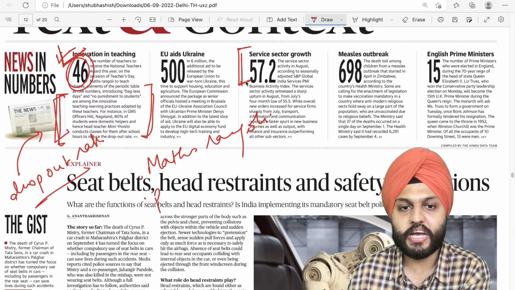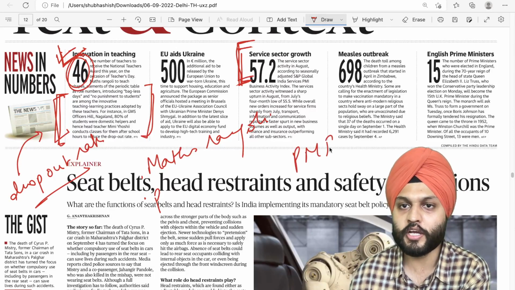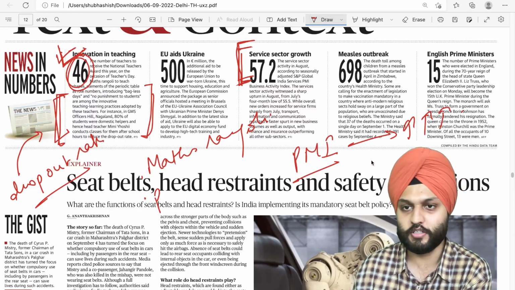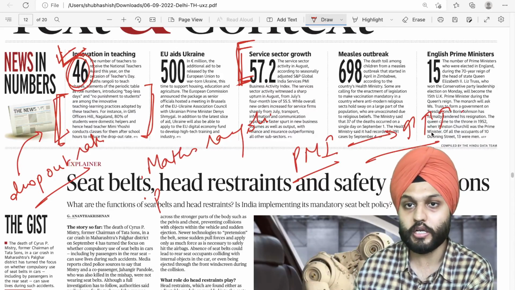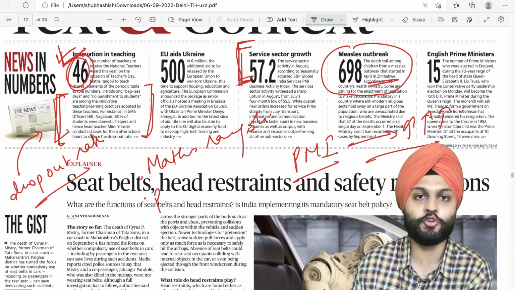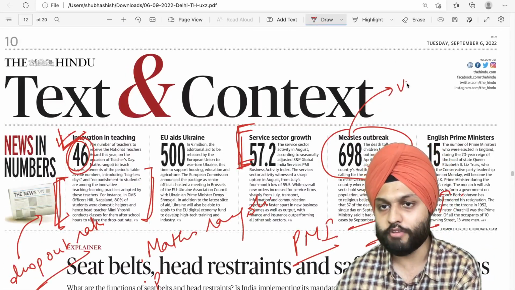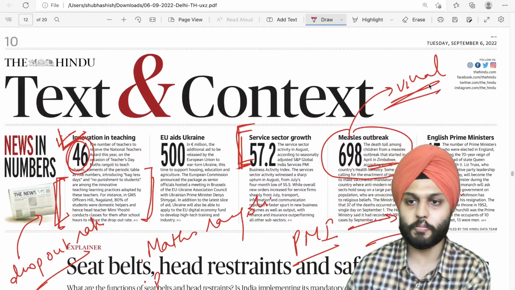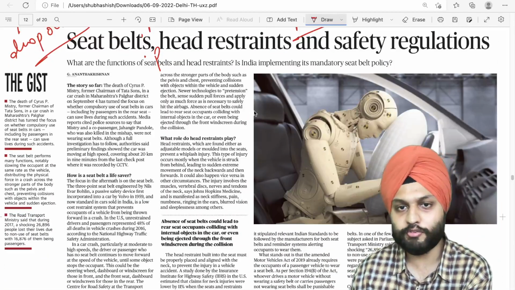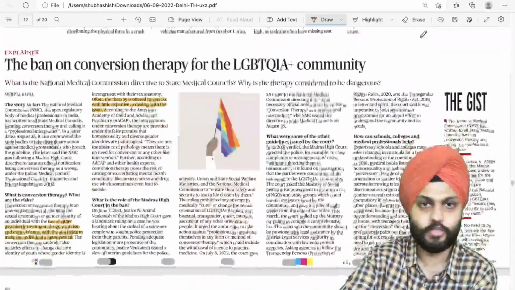Okay. Next we have the service sector growth. This is based on the PMI, and basically saying that we are expected to do well, right? We'll do it in the economy section. Then we're talking about the measles outbreak. This is in Zimbabwe. So we should know about measles. Measles is a disease that is caused by a viral infection. Okay, seat belts, head restraints. This is about head restraints and safety regulations.